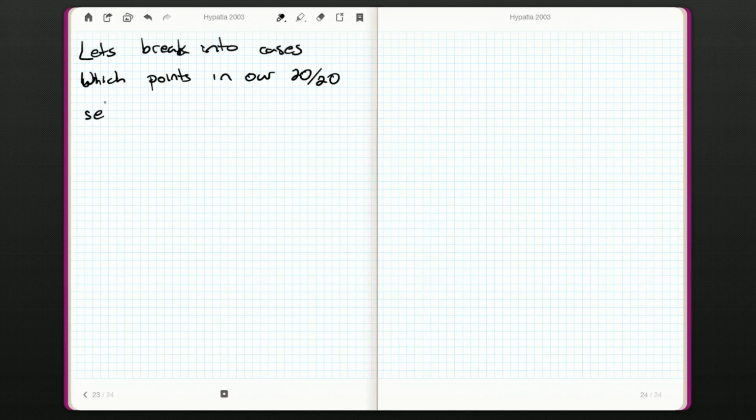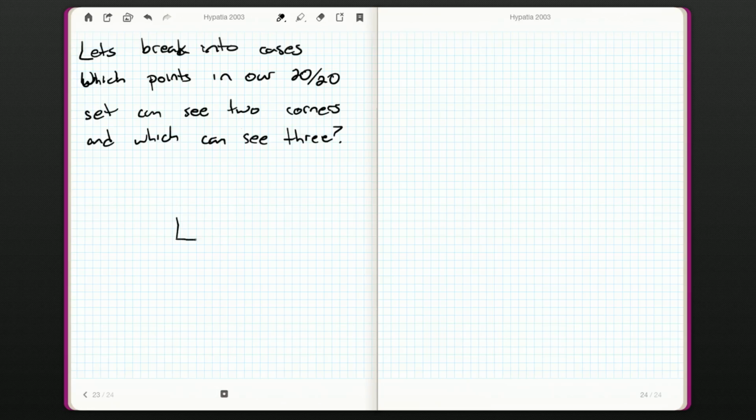So which points in our 2020 set can see 2 corners and which can see 3? All right, I'm going to drop the axes for a moment. We're just going to put this square ABCD here.